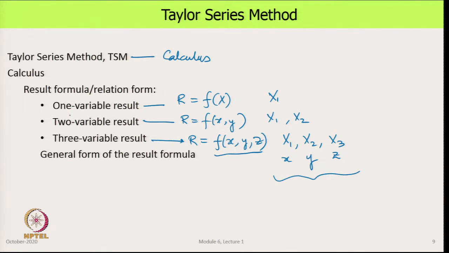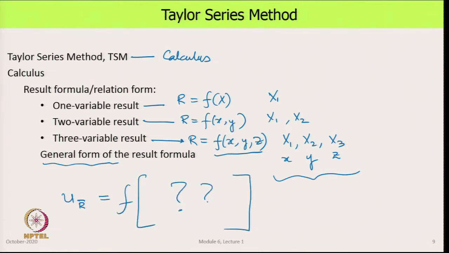And after doing this for 1, 2 and 3 variables, we will generalize this and say for any number of variables in the result formula, what is the expression that I have which connects standard uncertainty in the result to a function of various things on this side. This is our objective. So, we are in search of this function.